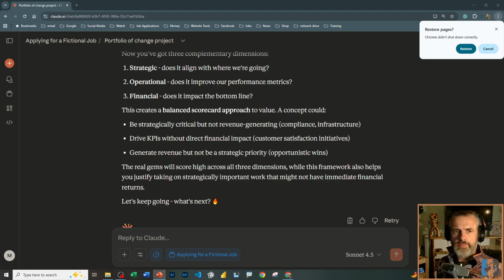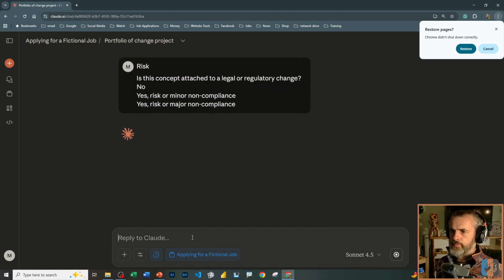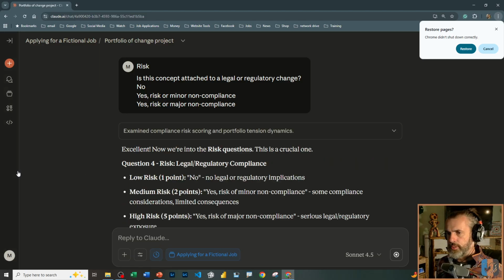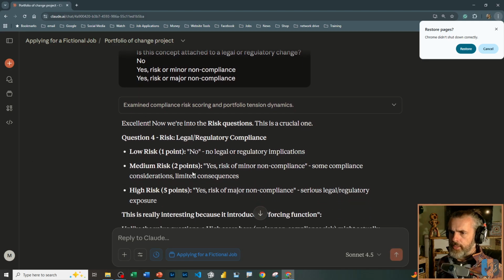Great. So now we're into risk. Excellent. And now we're into the risk questions. This is a crucial one. So risk, legal or regulatory compliance.